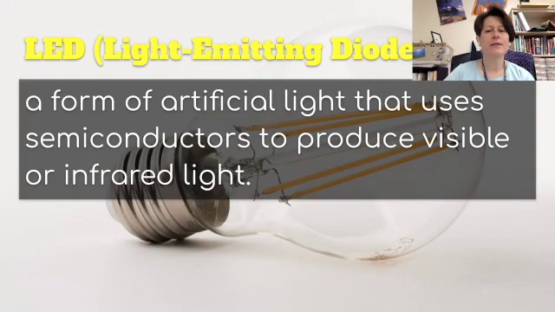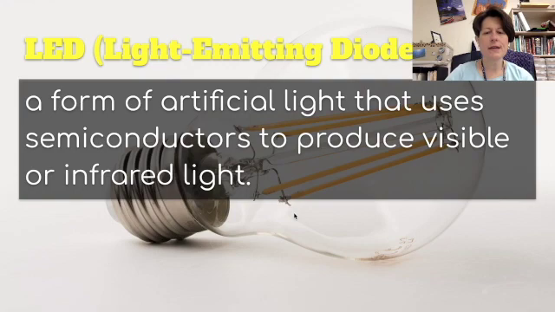Now, the latest kind of lighting we have are LEDs, light-emitting diodes. This is a form of artificial light that uses semiconductors to produce visible or infrared light. These long things here are the diodes. They're made up of two different semiconducting materials, one at each end, and electricity will go through these and emit photons of light. The key with a diode is that the electricity can only go in one direction, so you would not be able to flip these around.